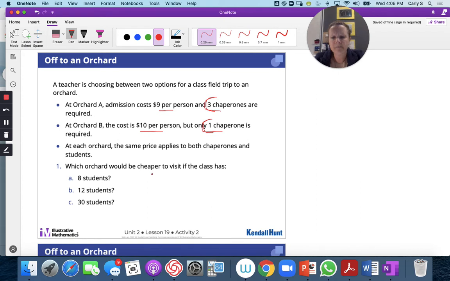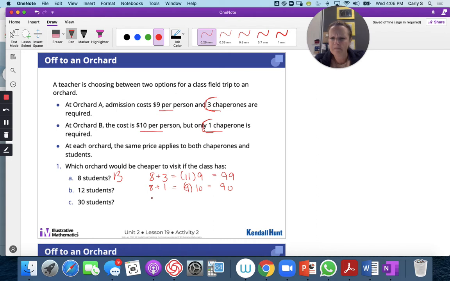So here we're doing 8 students plus 3 chaperones is 11 times 9 is $99. Okay? The other one is 8 students plus 1 chaperone is 9 times $10 a student is $90. So Orchard B would be cheaper, right? Are you guys following along with me or trusting everything I do? I would never recommend you trust everything I do. So Orchard B. How about 12 students?